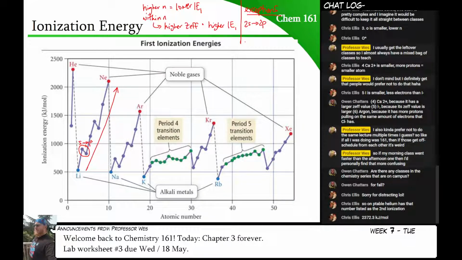And then the first time you encounter, I have to write real slow, electron pairing. And that's right here. So here, I go from this to this. And you can see that pattern repeats itself. So here's my S to P. Here's my electron pairing. Here's my S to P. It's sort of across the transition metals. And then here's my electron pairing.